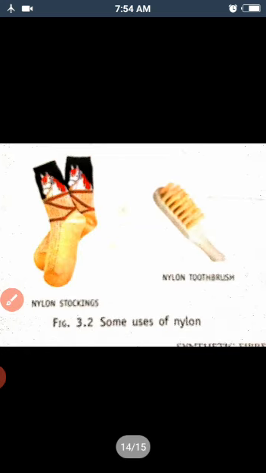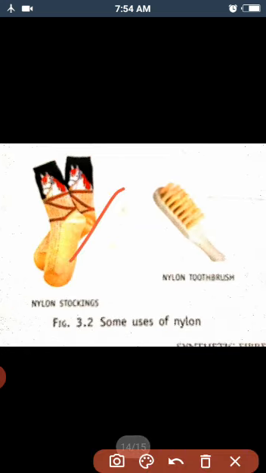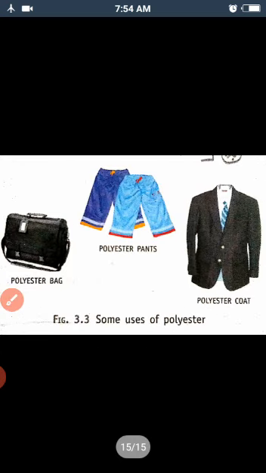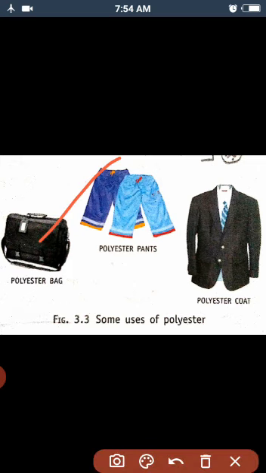That is for the rayon product. That is for the nylon product: the liner, stockings, and toothbrush are made of nylon. And the second picture shows a polyester bag, polyester pants, and polyester clothes. So this is for the polyester clothes.